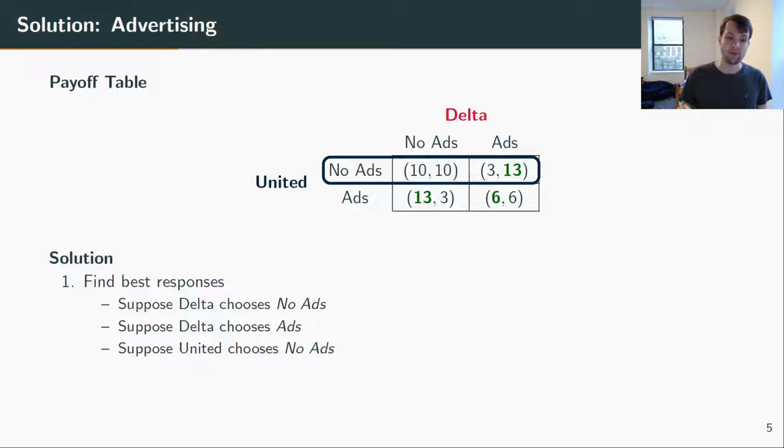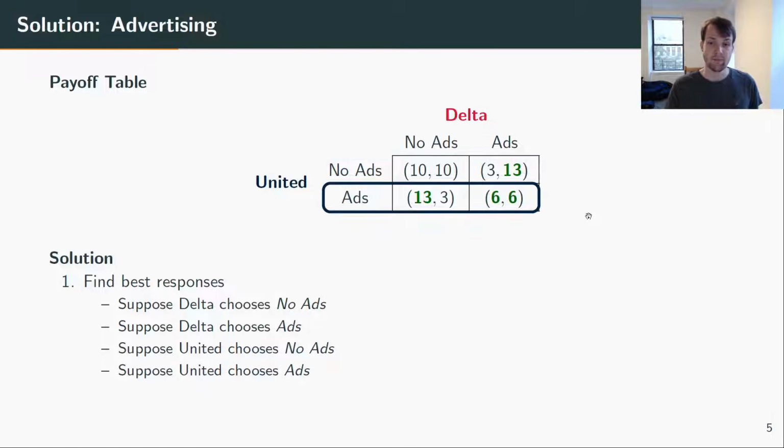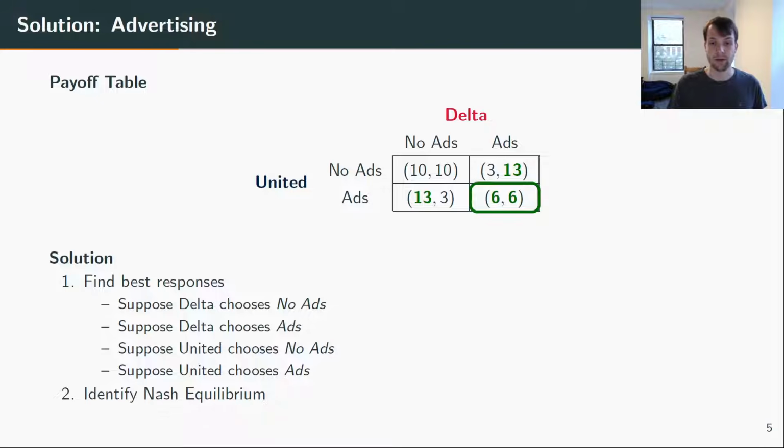Now we're going to turn the thing around. We're going to say, if United doesn't run an ad campaign, what can Delta do? Well, Delta, when not running an ad campaign, gets 10. That's the second number here, right? And if they do run an ad campaign, they get 13. The best response is running an ad campaign. So we're going to highlight the 13. And now the same, if United runs an ad campaign, they can choose between 3 and 6. So Delta chooses to run an ad campaign, or that's the best response at least. And we have found all best responses.